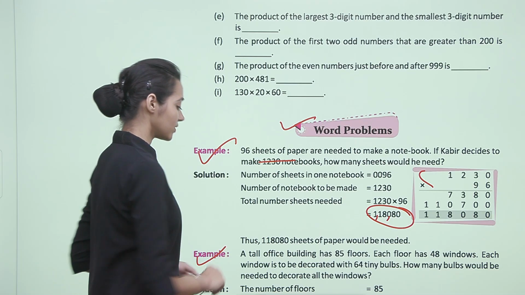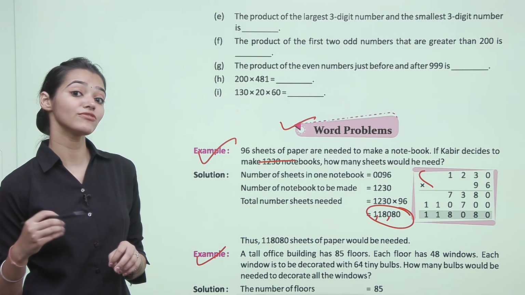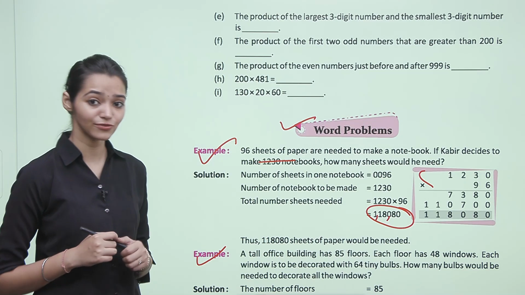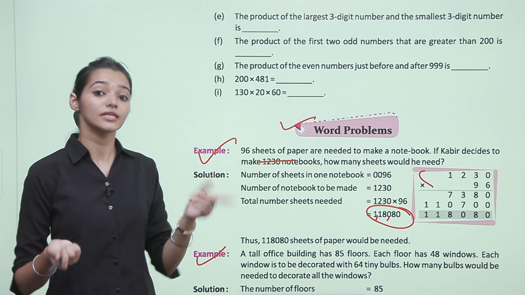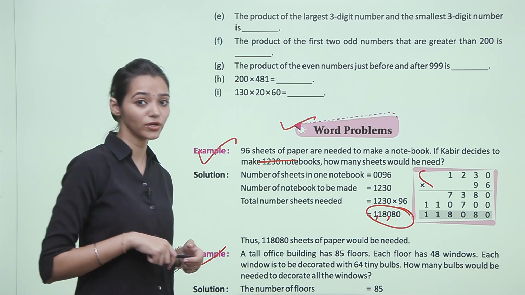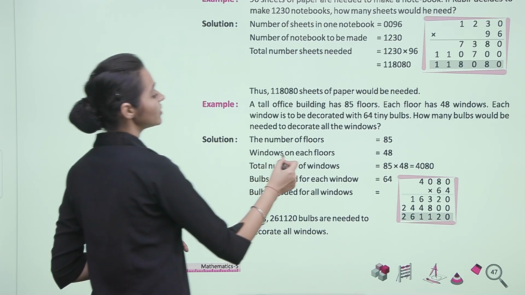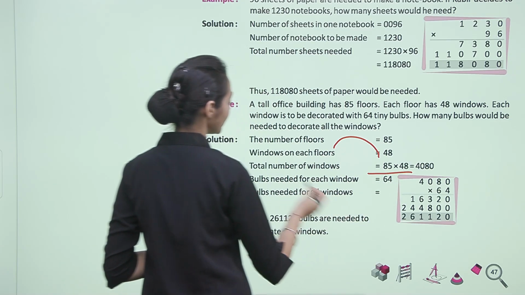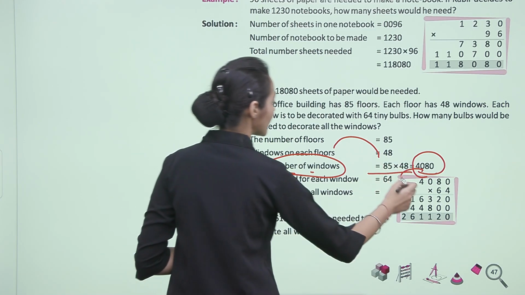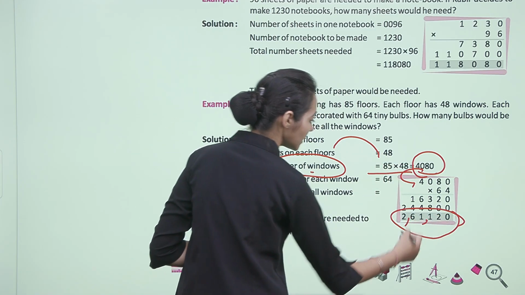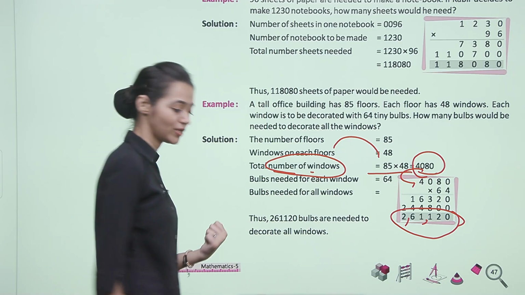Now in the next example, we are told that a tall office building has 85 floors and each floor has 48 windows. Each window is to be decorated with 64 tiny bulbs. How many bulbs would be needed to decorate all the windows? Firstly we will multiply 85 with 48, which gives the total number of windows, that is 4080 windows. Now we will multiply it by 64, and we know that we need 2,61,120 bulbs to decorate all the windows.